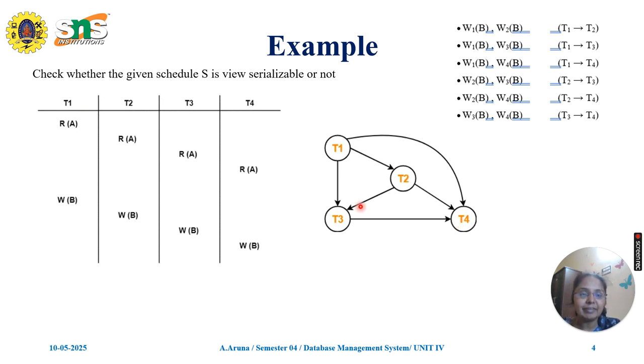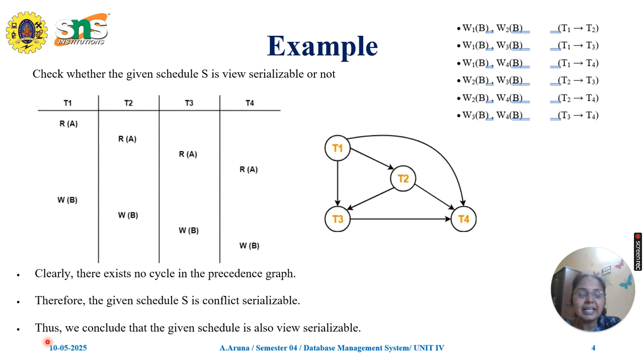Based on this, we check whether there is any cycle or not. Looking at this, no cycle is formed. So definitely we can say this is conflict serializable. If it is conflict serializable, then it will definitely be view serializable. We don't need to go for checking view serializability. So this is the first case.